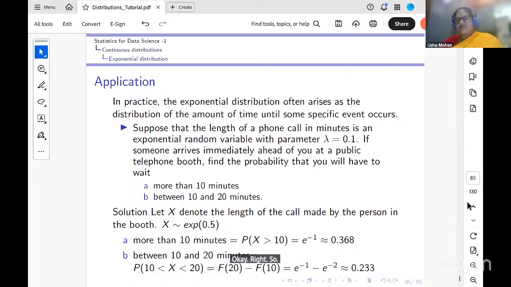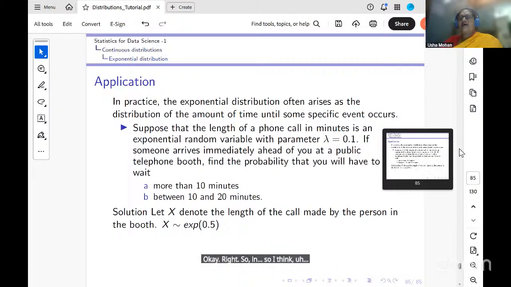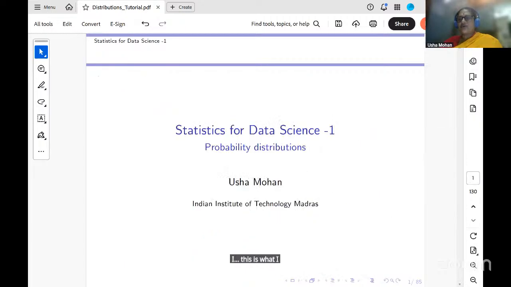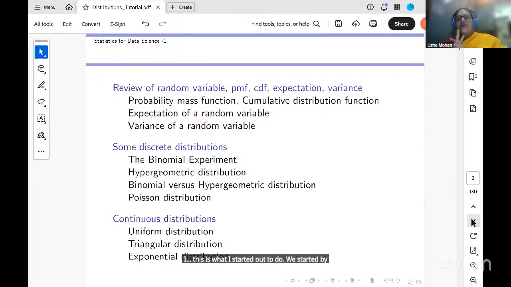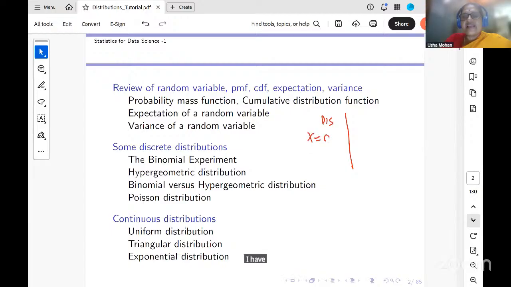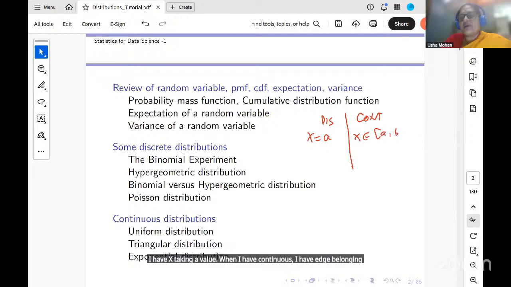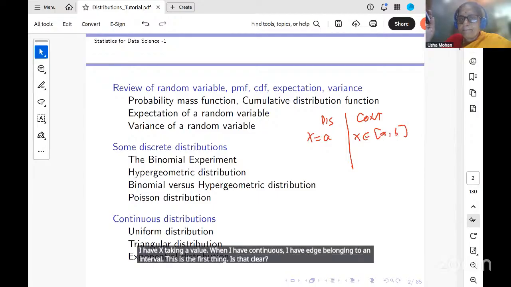So I think this is what I started out to do. We started by reviewing what is a random variable. When you talk about random variables, we introduced both discrete and continuous. Remember, a discrete variable is when you are counting. A continuous variable is over an interval. So when I have discrete, I have x taking a value. When I have continuous, I have x belonging to an interval. This is the first thing. Is that clear?